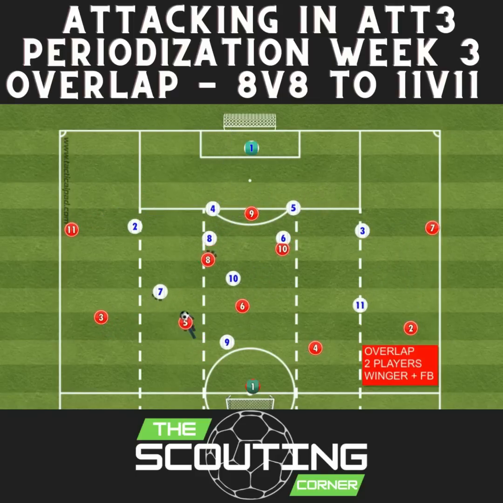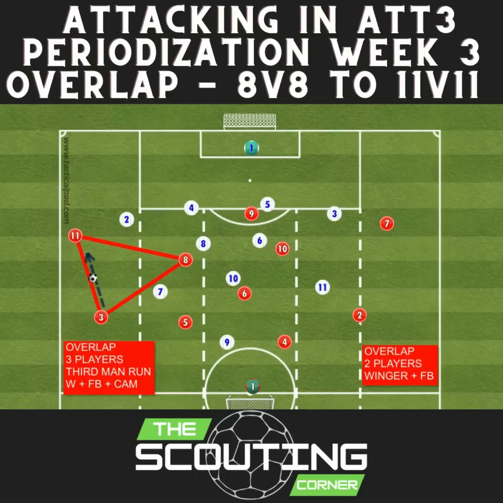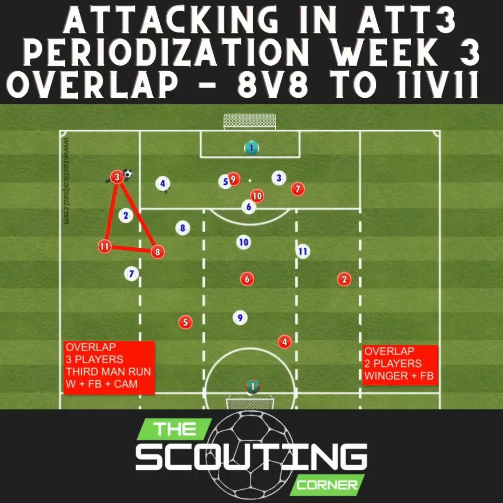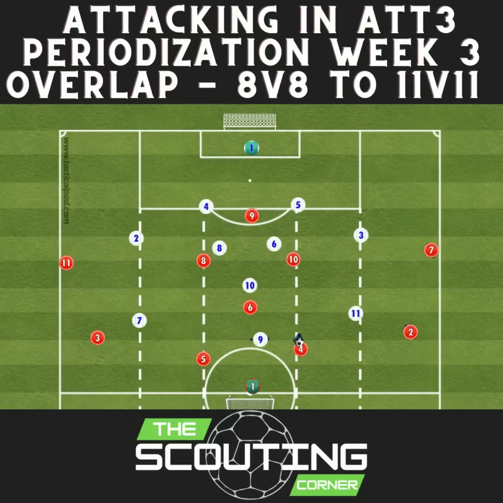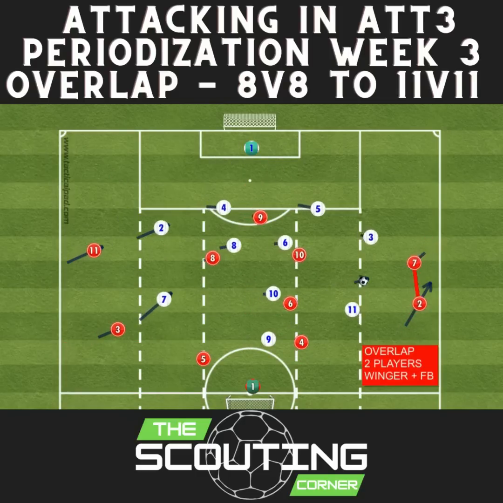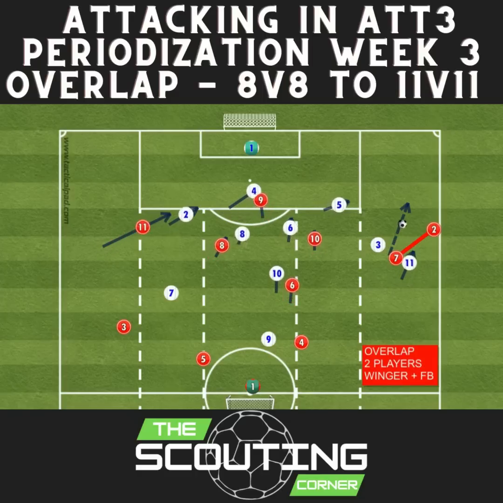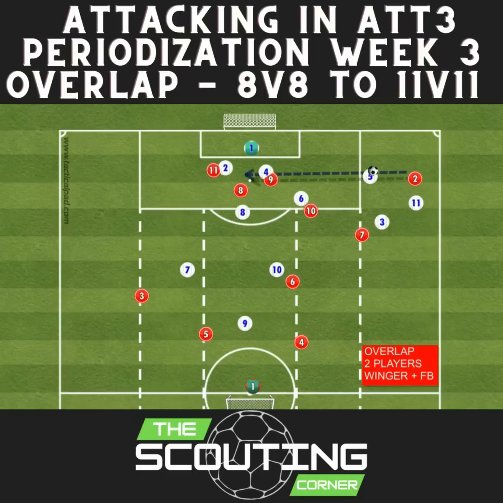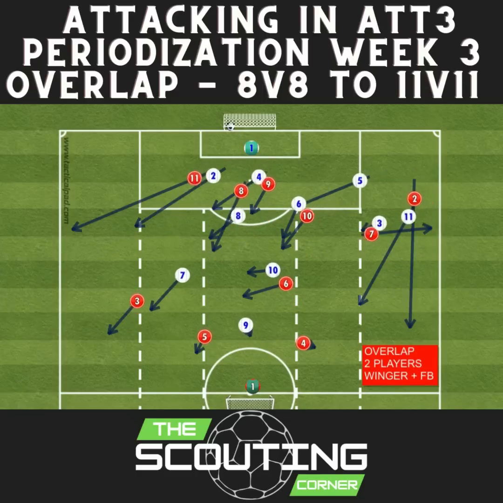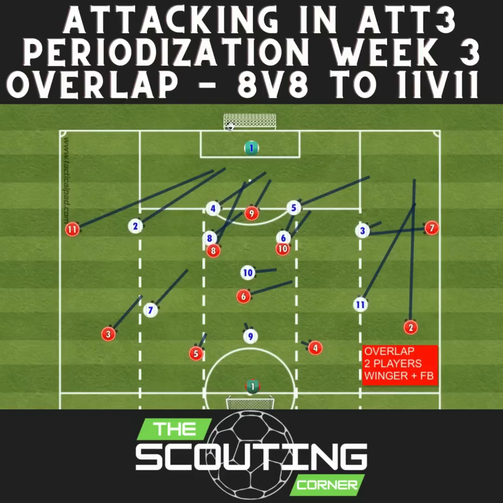Number 5, movement without the ball. So the overlapping player's movement should be with intent, with a purpose. So by running at pace and outside the defender, you force the opposition to make a quick decision. Do they want to mark the runner or stay with the ball carrier? So they have to make a decision, and their indecision creates opportunities for the attacking team to exploit.